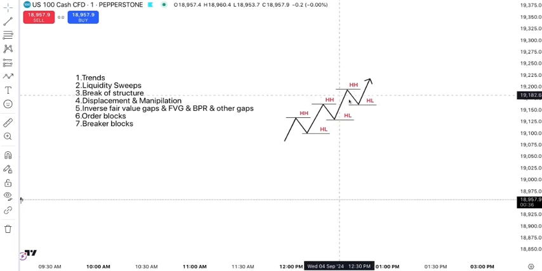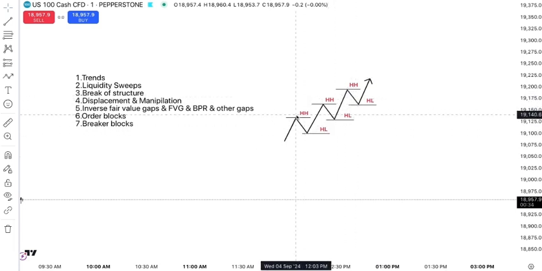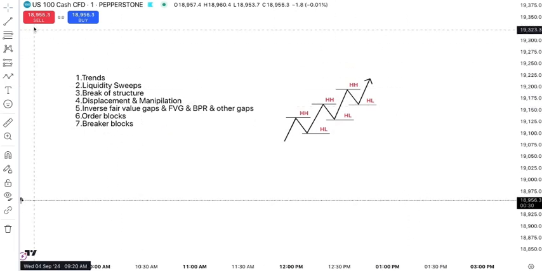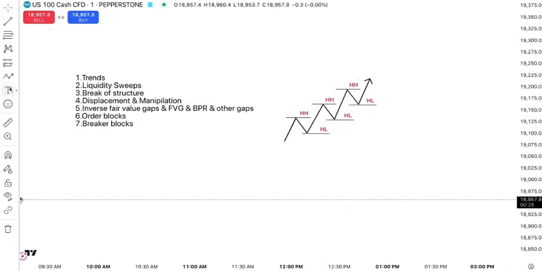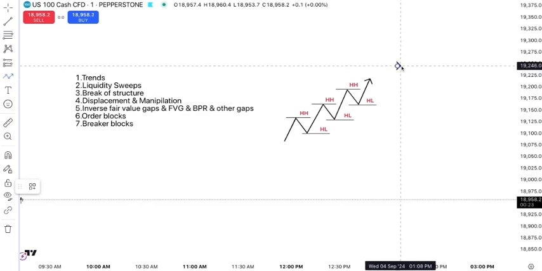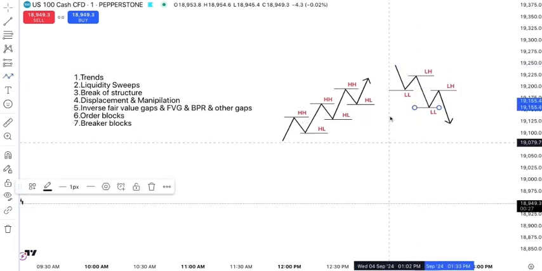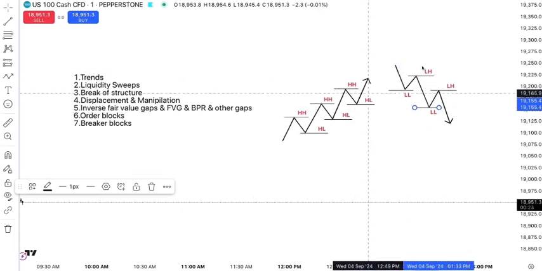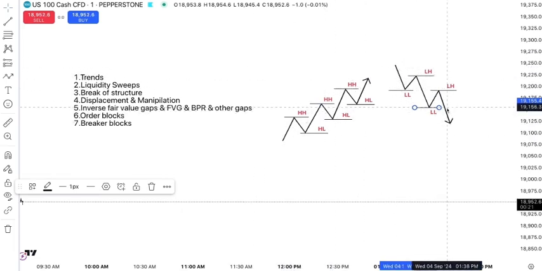So this right here would be considered an uptrend, as we have higher highs and higher lows, higher highs and higher lows throughout the whole thing. And then let's draw the downtrend for you guys. So, alright, we have lower highs and lower lows, and that's how we define an uptrend and a downtrend. Let's get rid of this.